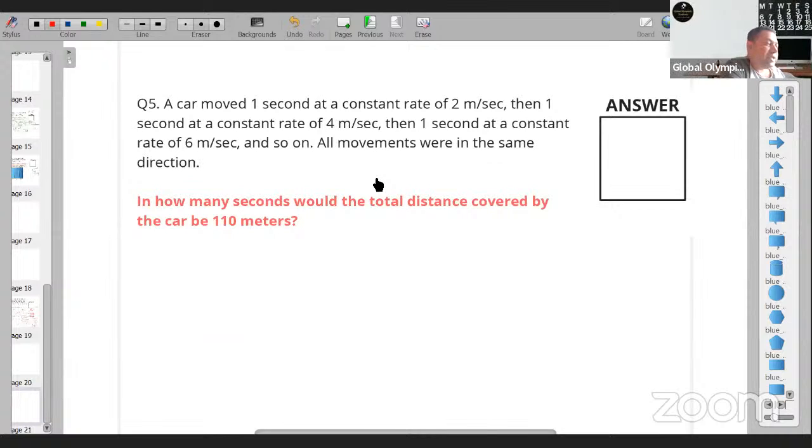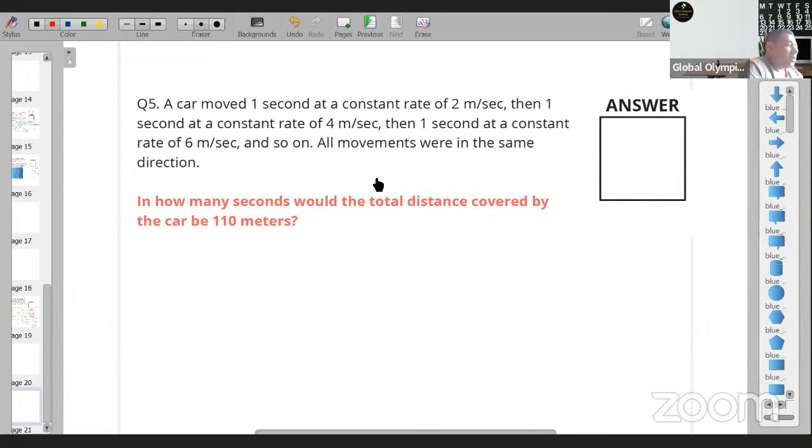Okay, so a car moved 1 second at a constant rate of 2 meter per second, then 1 second at a constant rate of 4 meter per second, then 1 second at a constant rate of 6 meter per second, and so on. All movements were in the same direction. So, how many seconds would the total distance covered by the car be 110 meters? After 10 seconds, the answer is 10 seconds.